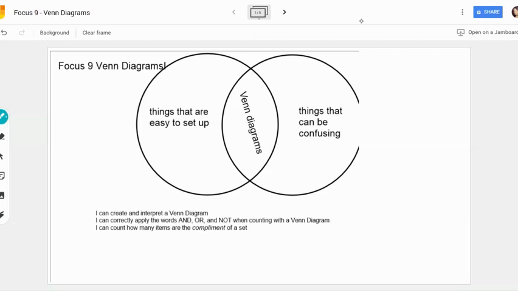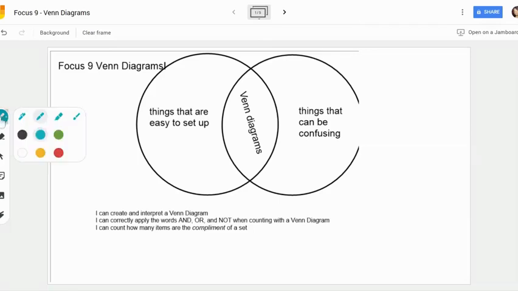Focus 9, and we're talking about Venn diagrams. So this can be a little tricky, even though we all pretty much have seen some sort of Venn diagrams before. They basically show an intersection of qualities of two or more things.